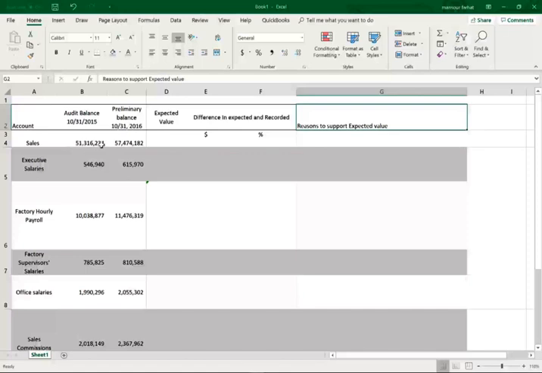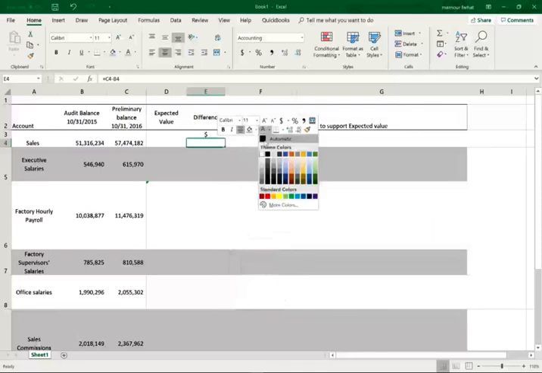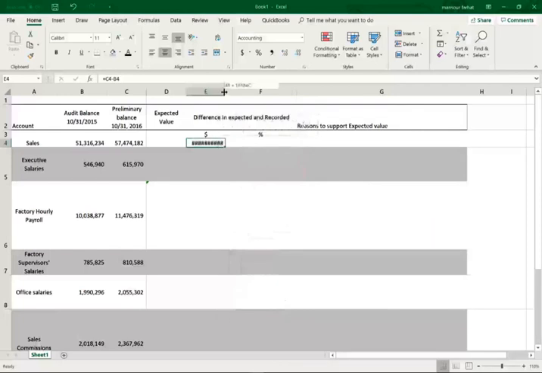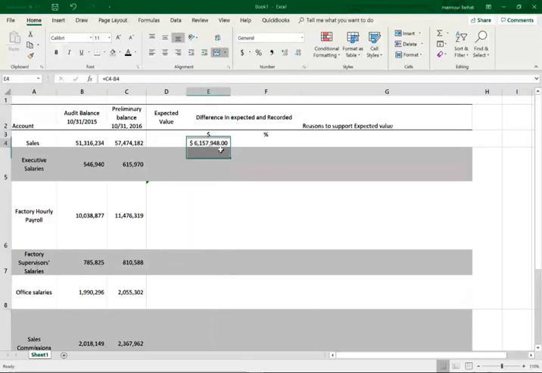Starting with sales, sales last year was 51,316,000. This year is 57 million. You really cannot find an expected value for sales, but I can find the difference in sales. The difference in sales was, let me just copy the formula here, approximately 6,157,000. That's the difference in sales.